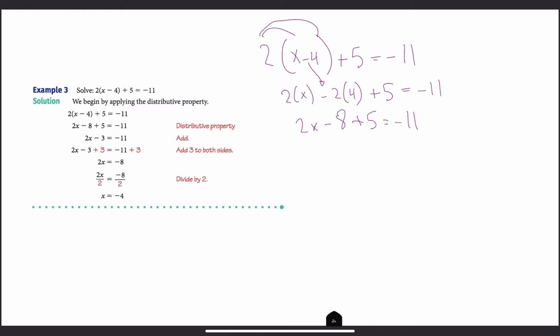Now I'm not done simplifying. I have like terms here. Negative 8 plus 5, that's negative 3. So I have 2x minus 3 equals negative 11.